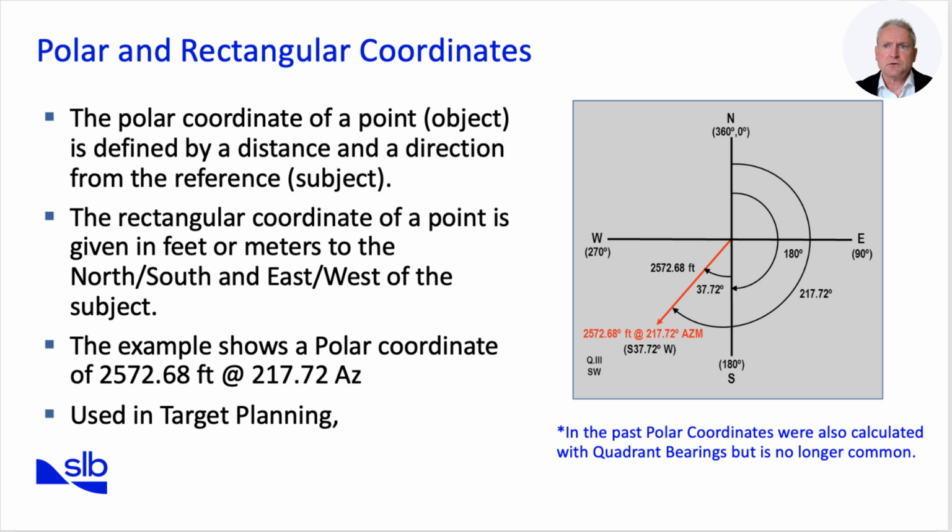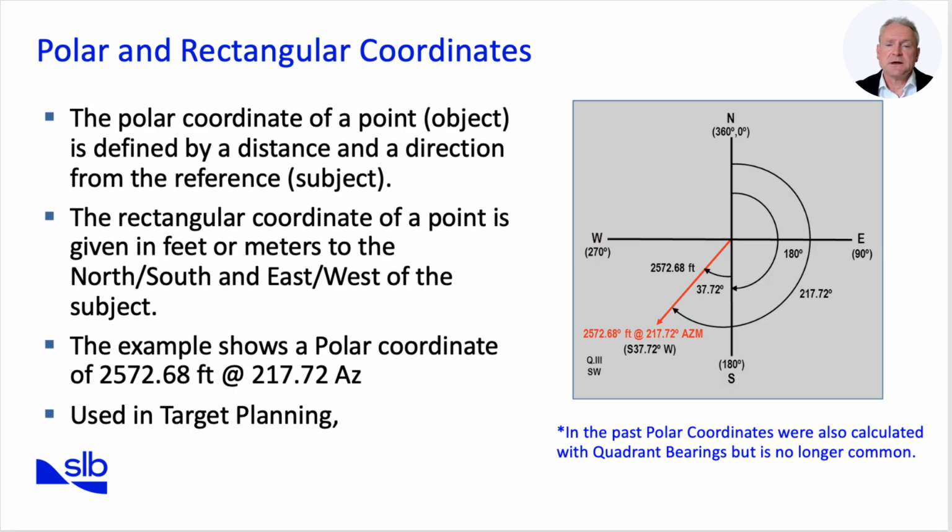This means the point lies that distance away, oriented along a bearing of 217.72 degrees, which places it in the southwest quadrant. In contrast, rectangular coordinates, sometimes called Cartesian coordinates, define location using north-south and east-west offsets from the reference point. These are typically measured in feet or meters and provide a more intuitive way of plotting well positions on a map or grid.